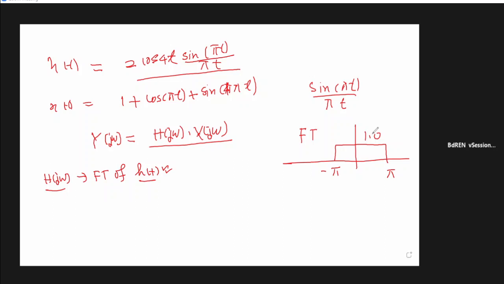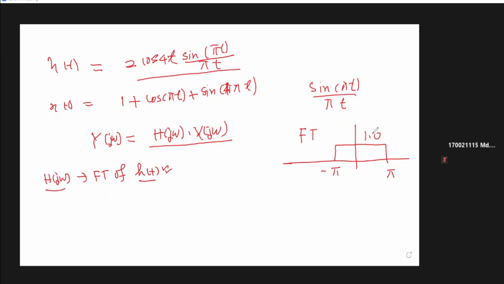Now, when we multiply this function with what function? Cosine 40t. What is the consequence of this multiplication? It will be cosine 40 from minus pi to pi.